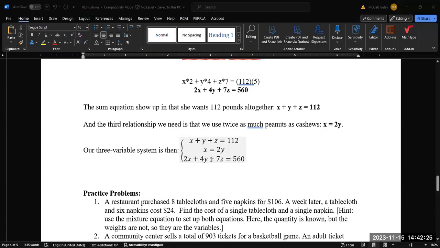And the examples could be very similar for the tickets example or the investment example, or as I said, you can do things like coins. If you have quarters, nickels, and dimes that you're adding up, the weights would be the price of the coins, and then the variables would be the quantity of those coins.